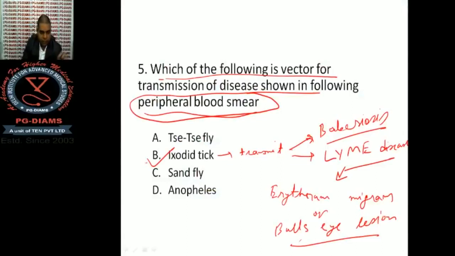Okay. First, let's do two things. One is, let us have a clear understanding about all these vectors, how these vectors look and how we are going to identify them. And second, let's have a look at the peripheral blood smear of all these four diseases. That means 4 vectors and 4 peripheral blood smears. If you know all these 8 things, then it might be that next time some question might come from these 8 things. Okay. So let's move one by one.